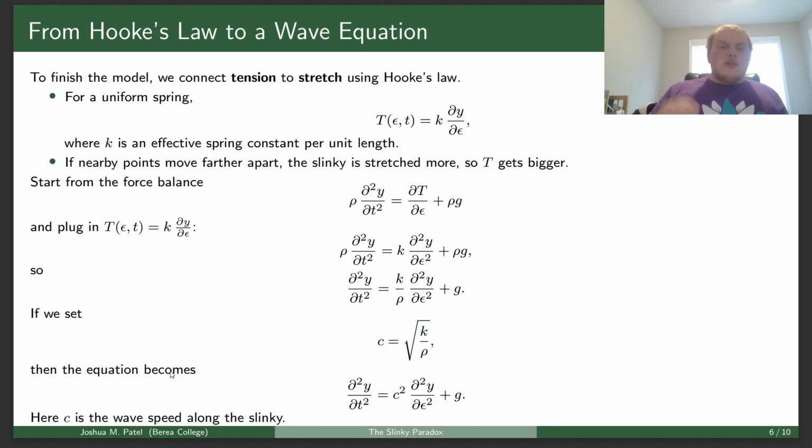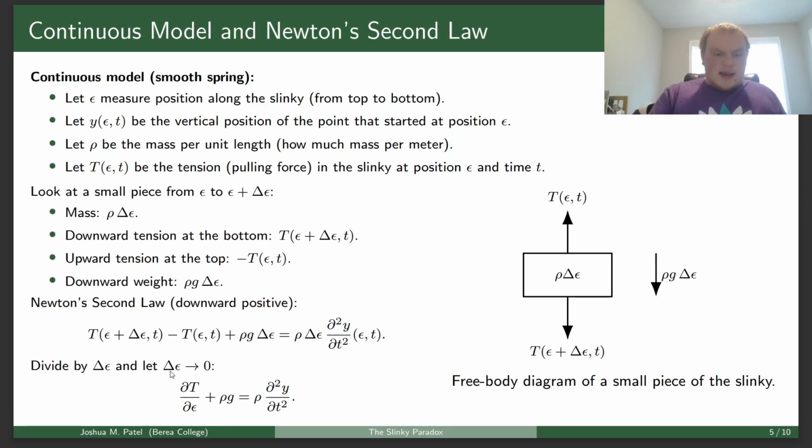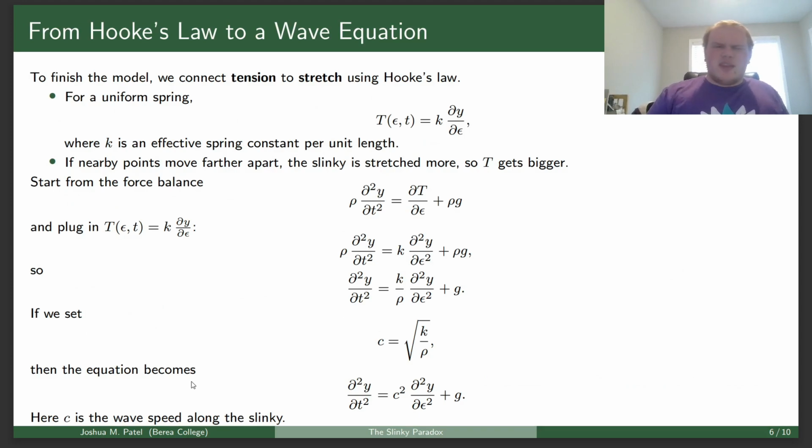Now that we have a tension here, we want to get it into something we can manipulate more easily. So we're going to connect tension to stretch using Hooke's law. We know that for a uniform spring, the tension is equal to the spring constant times the strain. So we take back that balancing equation and plug in our tension relation and we get this balancing equation. We divide out rho and we get a very unique equation where we have an acceleration.